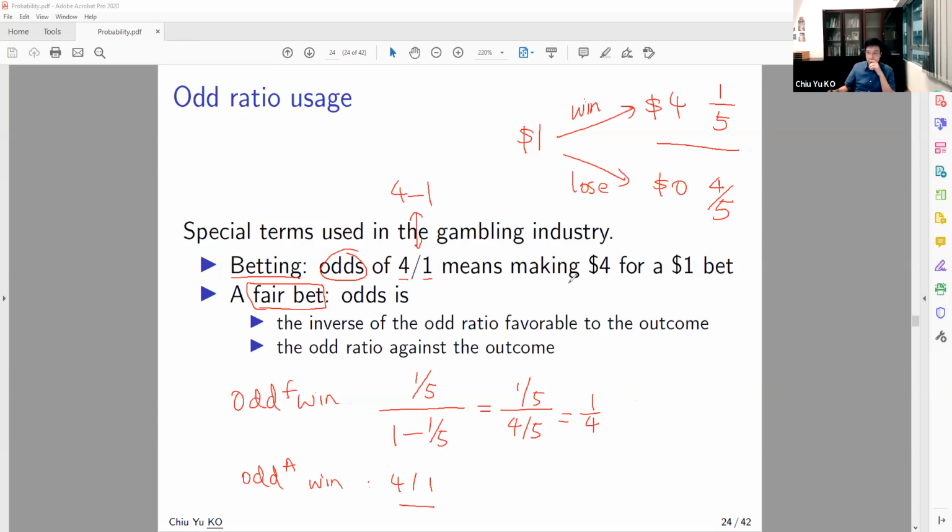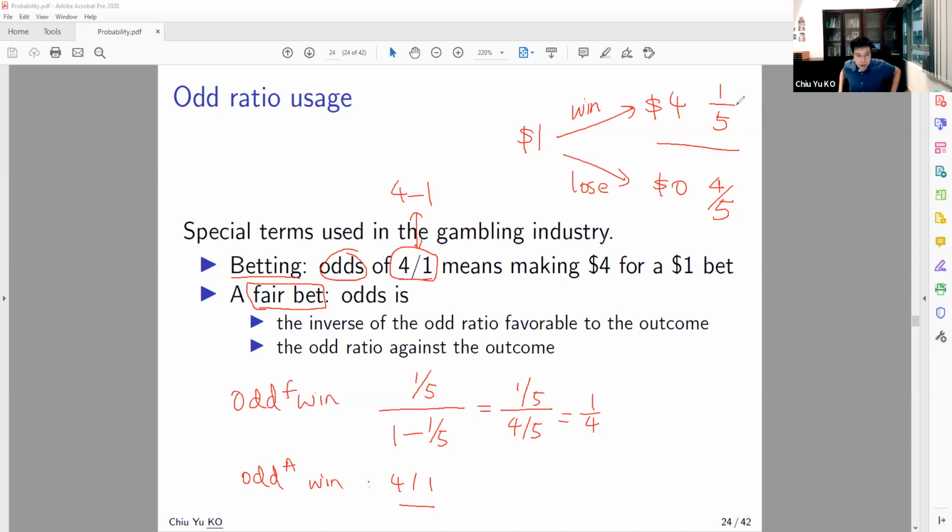So what does that mean? It means that if you think the gamble is fair, or there are a lot of people joining the gamble, you will see, suppose this is 4-1, okay? That means that the probability that the thing will happen is 1/5.